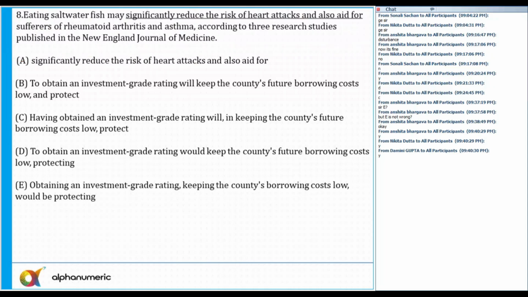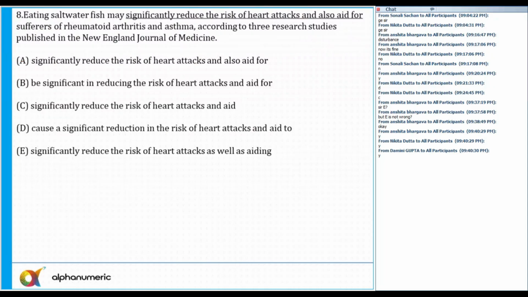Question number 8 is saying: eating saltwater fish may significantly reduce the risk of heart attacks and also aid for sufferers. And also aid sufferers. You don't say it also aid for sufferers. It can also aid sufferers. So this is wrong. Okay. It can also aid sufferers of rheumatoid arthritis.